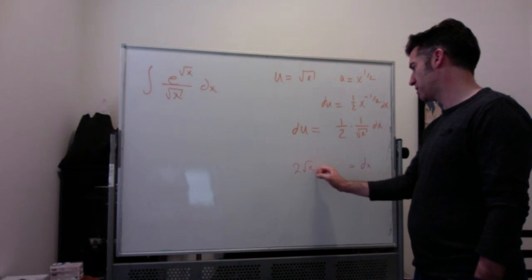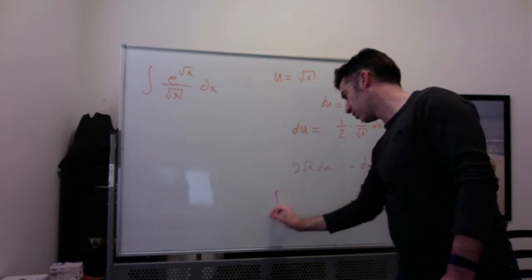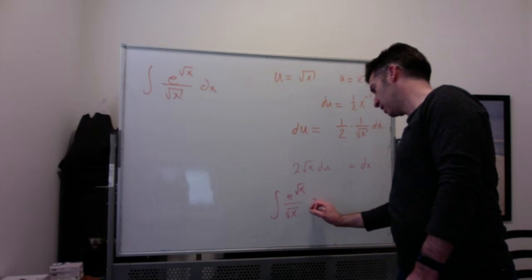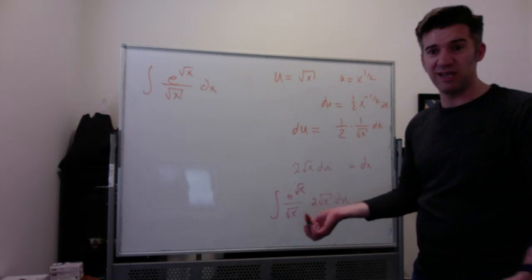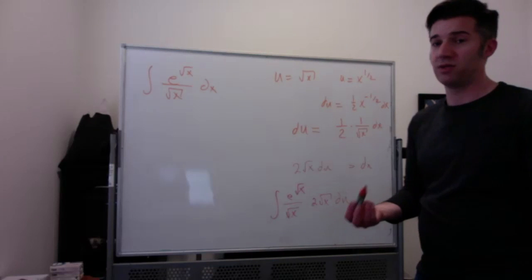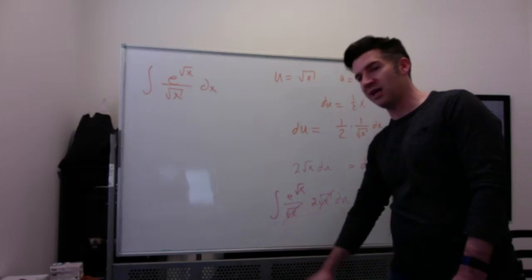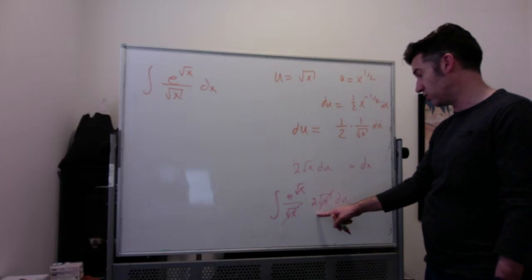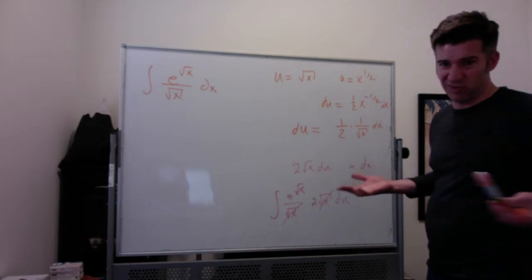2 root x du. And then you can rewrite that as the integral of e to the root x over root x times 2 root x du. And then before replacing the square root of x with u's, you can say, oh, that root x and that root x, they cancel out. So you just get e to the u times 2. And that is a perfectly legit and normal way of doing it. It's just not the way I usually do it.